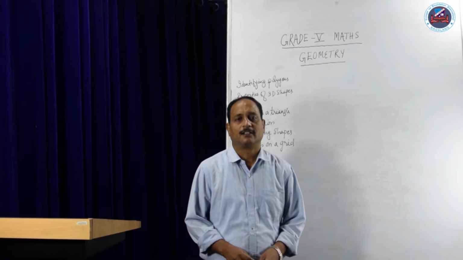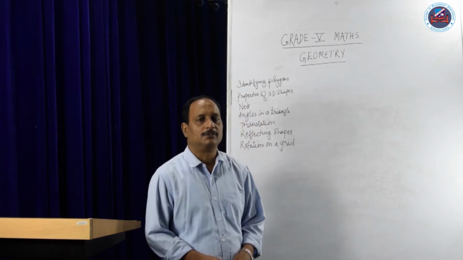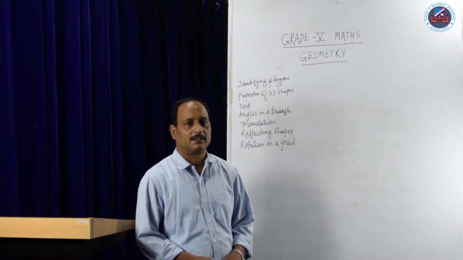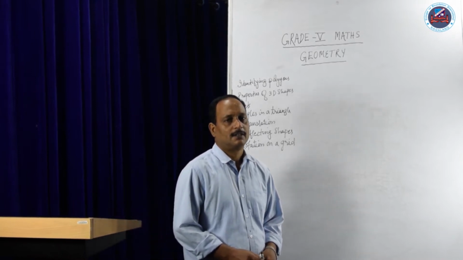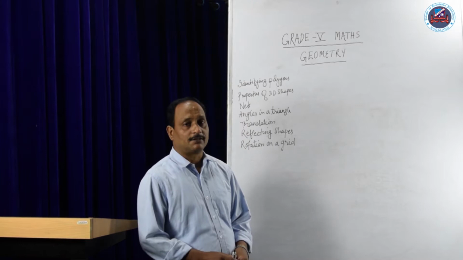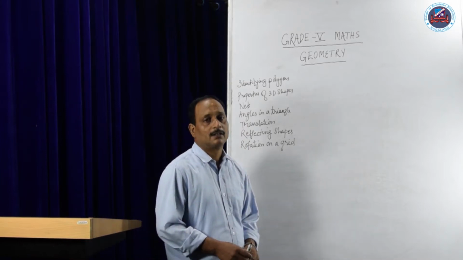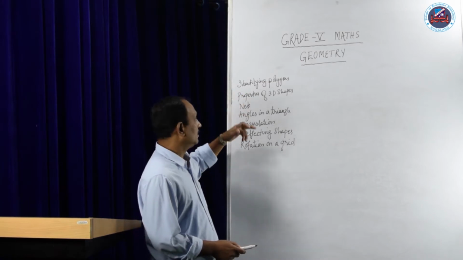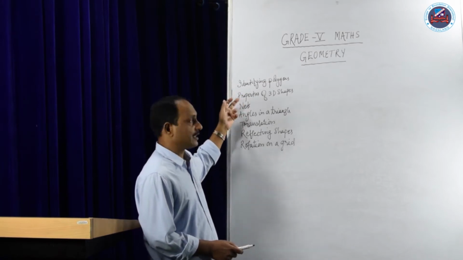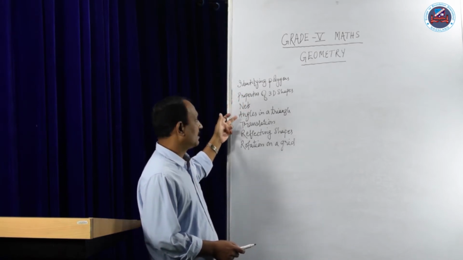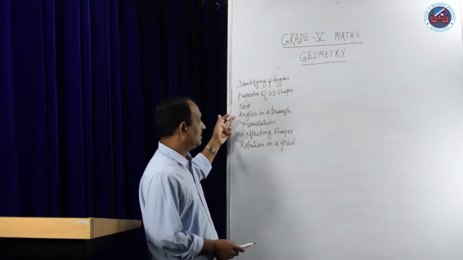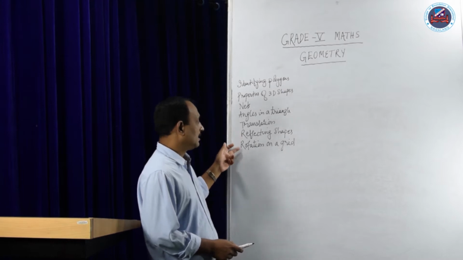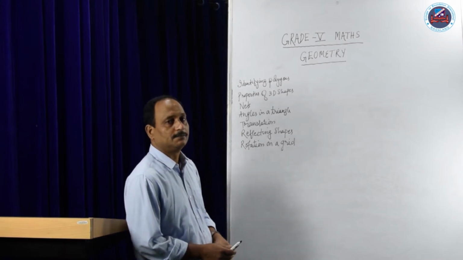Hello students, in today's video I am going to take grade 5 maths. The topic is geometry. It comes under unit 3. Now in geometry today I am going to take subtopics: identifying polygon, properties of 3D shapes, nets, angles in a triangle, translation, reflection and rotation on a grid.